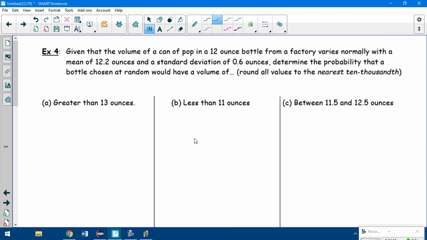All right, last page. Let's try to go quick through these. Given that the volume of a can of pop in a 12-ounce bottle from a factory varies normally with a mean of 12.2 ounces and a standard deviation of 0.6 ounces, determine the probability that a bottle chosen at random would have all these volumes, rounded to the nearest 10,000. So that's 4 decimal places. So on your homework in here, I still want pictures. I want to see that. So still draw pictures.